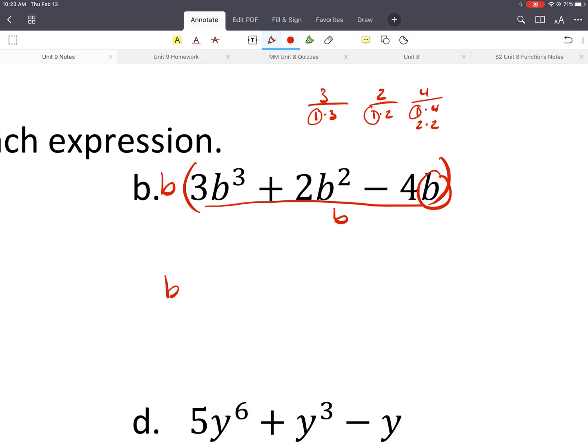So we'll end up having b times 3, and again, when we're dividing like bases, we subtract. So b to the 3 minus 1 would give us b squared, plus 2b to the 1, or just b. Okay, so 2 minus 1 is 1. And then b over b, they cancel out. You need to make sure you do it to all 3 terms.